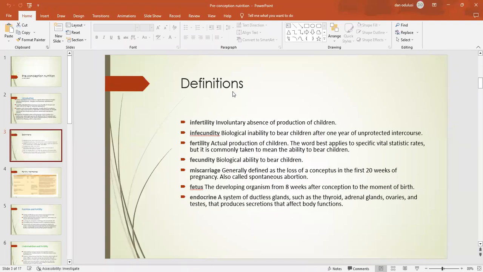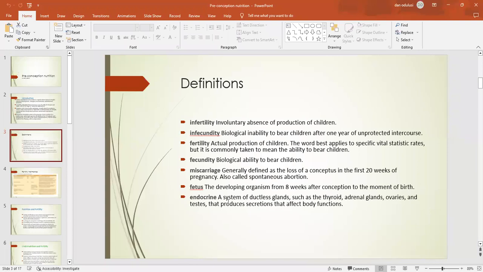A miscarriage will occur as a result of loss of a conceptus in the first 20 weeks of pregnancy, also referred to as a spontaneous abortion. And then a fetus is a developing organism from 8 weeks, or developing embryo after 8 weeks, to the period before birth, that we shall call a fetus.